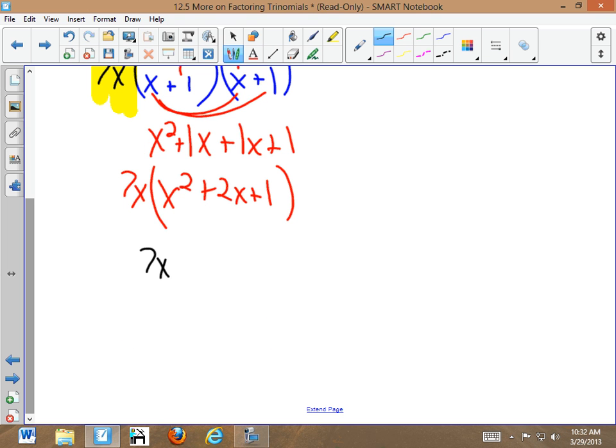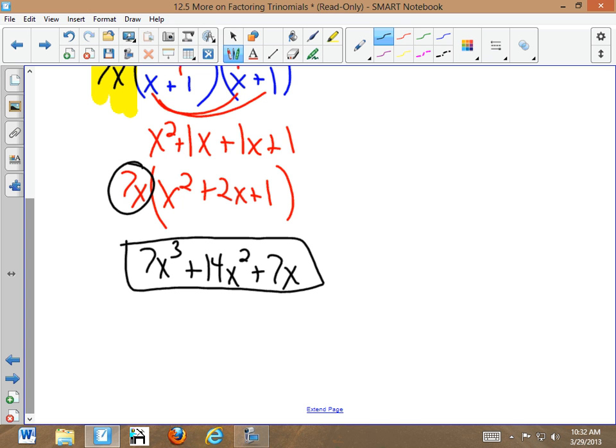That now gives me 7x cubed plus 14x squared plus 7x. This is my original problem. That's why that has to be right there. Okay?